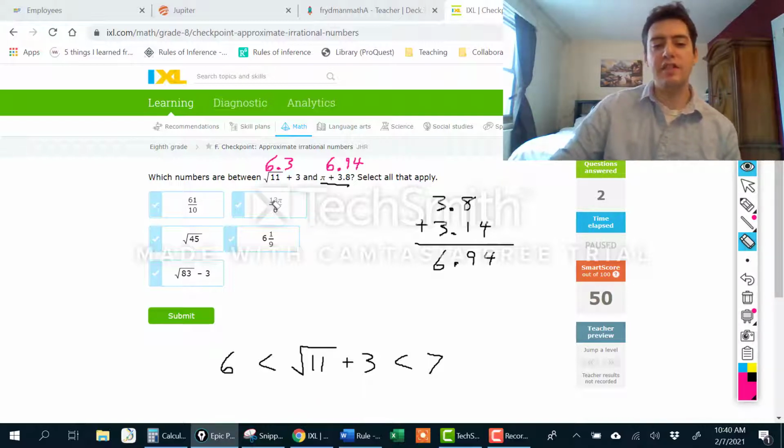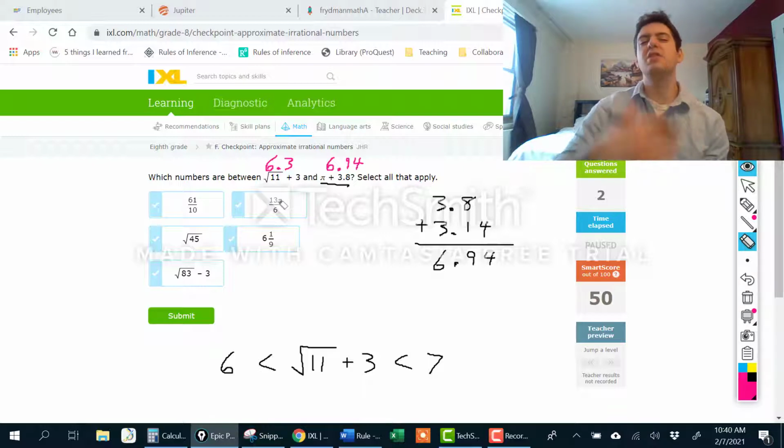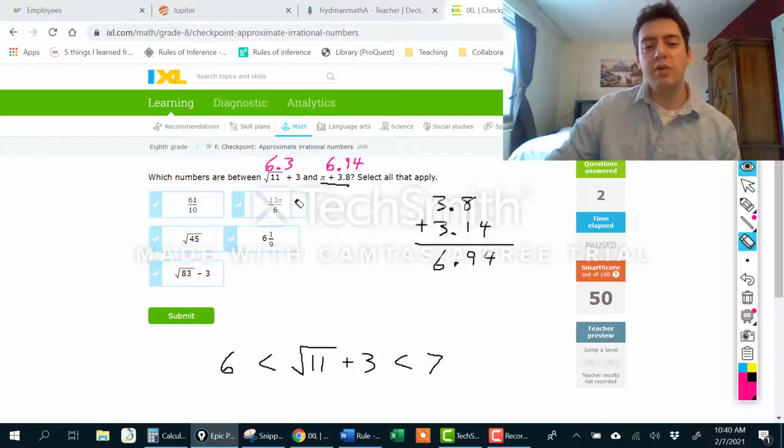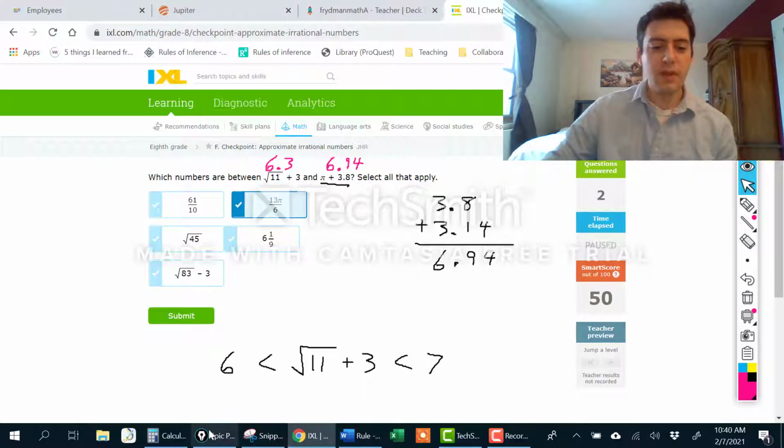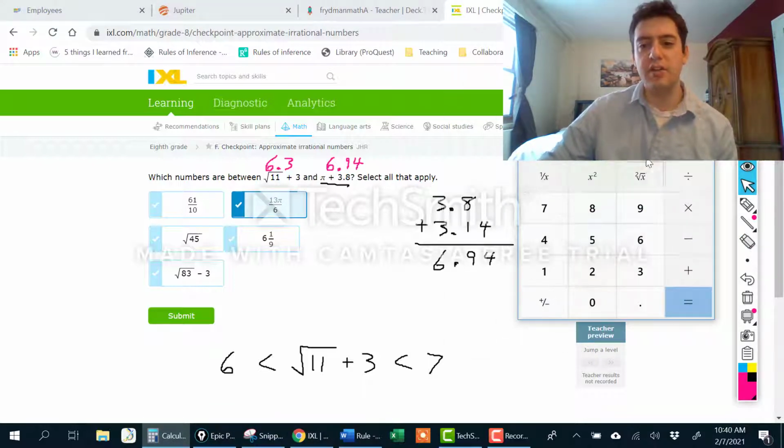So I have 13 times something which is a little bit more than a half. Well, half of 13 is 6.5. So this should be a little bit more than 6.5. So it seems reasonable that it would be in between these two numbers. So I am going to check that. And you could double check your answer in the calculator.